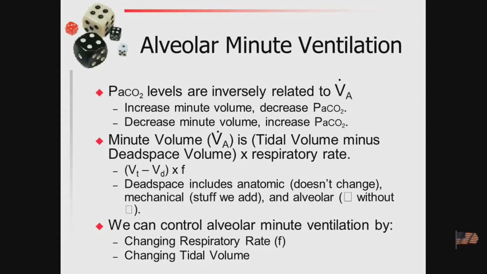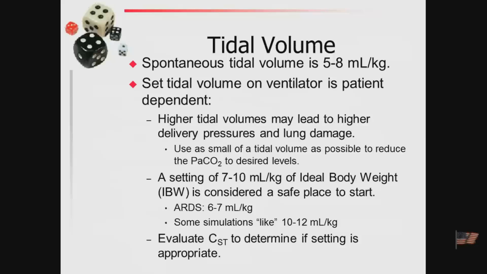Normally, we alter minute ventilation by changing the rate or the tidal volume. So that's what we're going to end up doing. How much tidal volume do we use? Well, if you remember back, normal spontaneous tidal volume is somewhere between 5 and 8. When we put a patient on a ventilator, this is kind of evolving as we speak. More and more places are going with that 5 to 8 milliliter tidal volume for everybody.